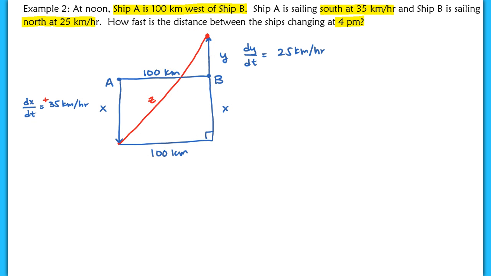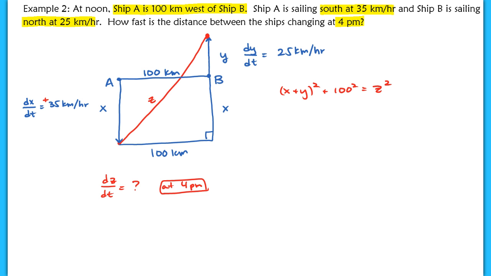So now we can come up with an equation. Real quick though, we do want to find dz dt, right? That's what we are asking to find, dz dt at 4 p.m. Okay, so this is another important detail here. So let's go ahead and create an equation. We know that (x plus y) squared, plus 100 squared should equal z squared.